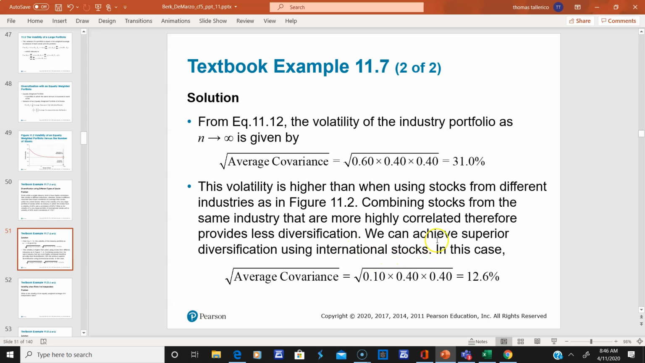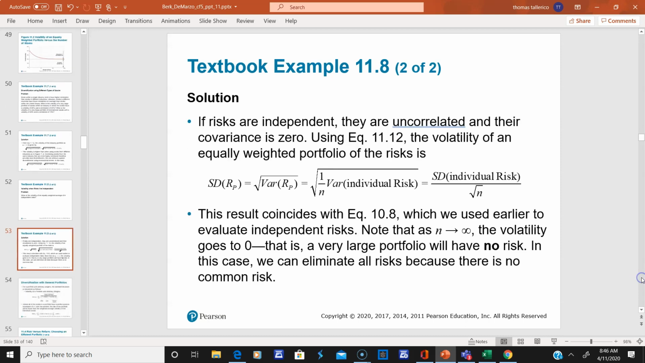And here's how you get superior diversification using international stocks. Some of my retirement is in international, but once again, diversification helps unless you're in a situation where you have systemic risk. Whoops, sorry about that.